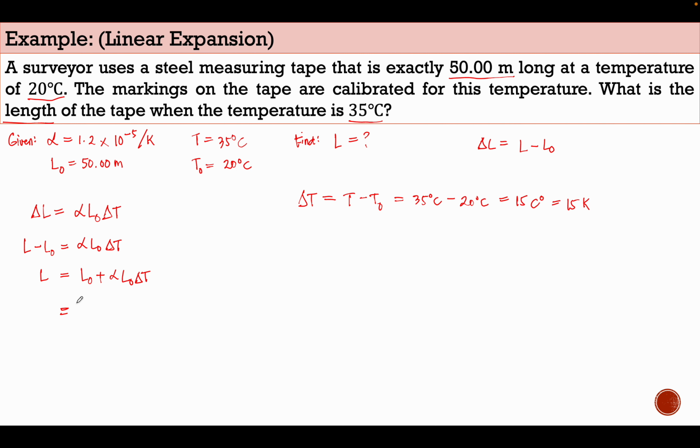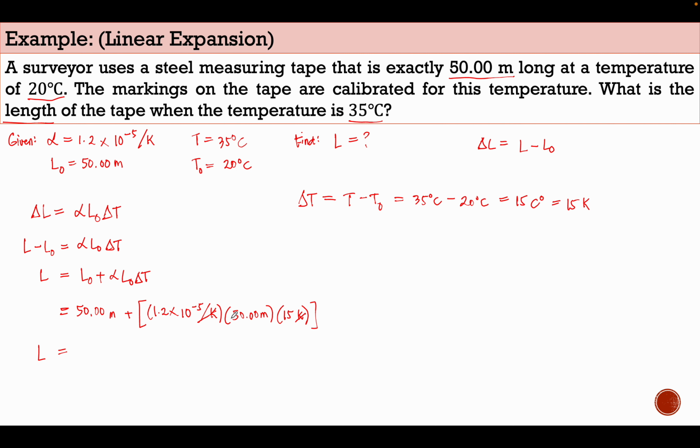Okay, so we substitute our values: 50 meters plus, for alpha, we have 1.2 times 10 to the power of negative 5 per Kelvin, times L sub O, which is again 50 meters, and then delta T is 15 Kelvin. Notice that for the units, 1 over Kelvin cancels out with the Kelvin here. So obviously we are left with the unit meters for the final length.